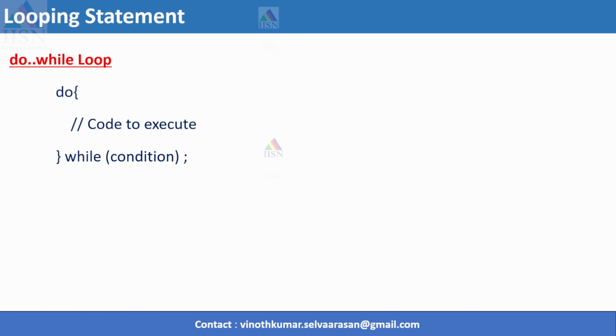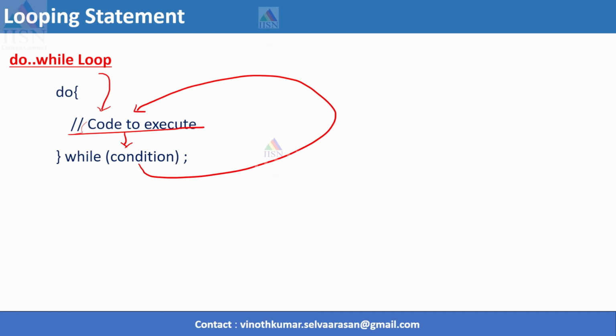So, what the do while is going to do is first, directly without checking the condition, execute the block of code. Once the block of code gets executed, then only it's going to check the condition. If the condition is true, again it's going to execute the block of code.